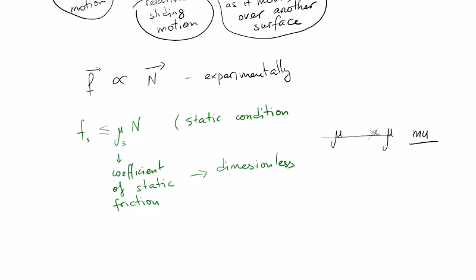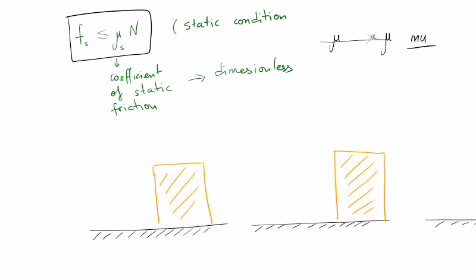Okay. Now let's talk about this less than or equal sign. What does it indicate? It indicates that the force of static friction may have different values from 0 up to some maximum value. To understand this concept, let's visualize different situations.